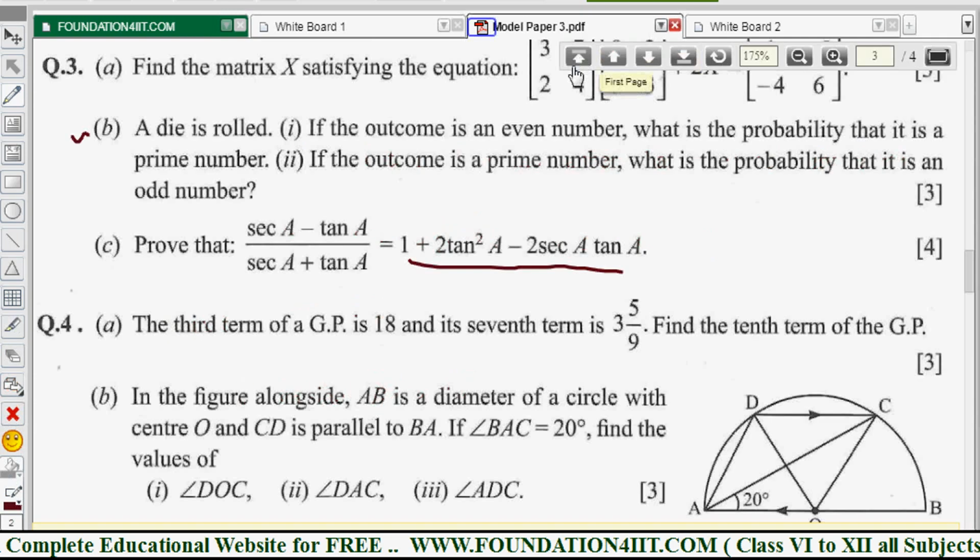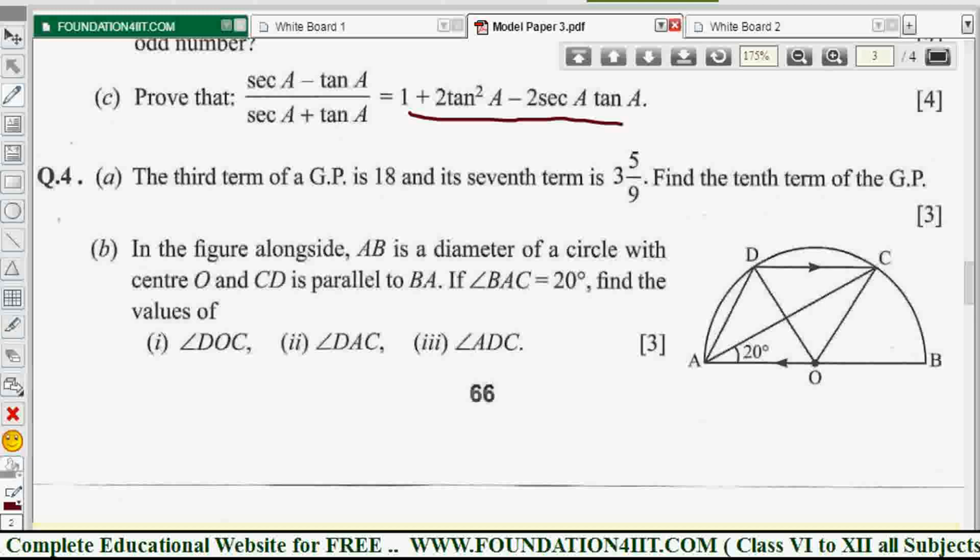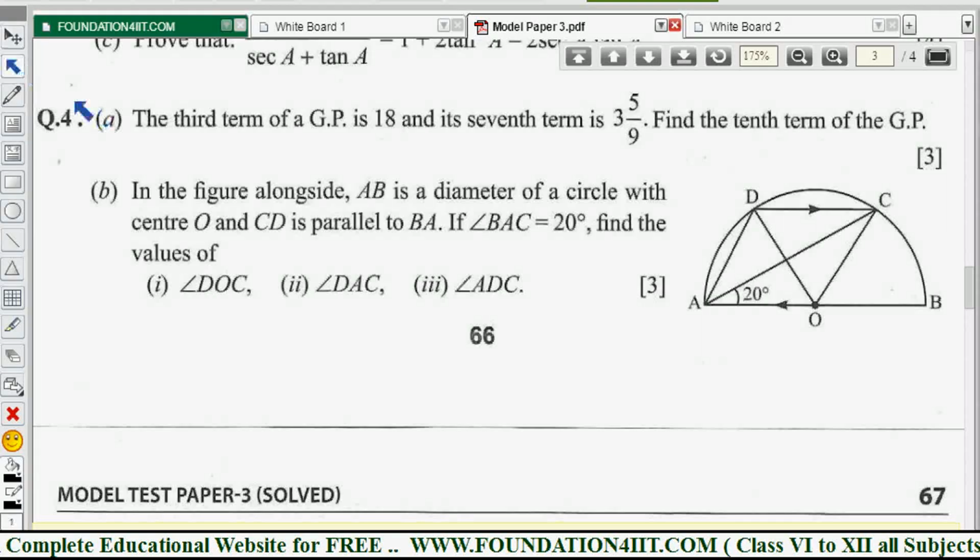Yes, so we can solve these problems in this way. Now let us see question number 4 and we'll solve all these problems. So now in question number 4, the first one is from progressions, some geometric progressions. The third term of GP is 18 and its seventh term is 32 by 9. Okay, these two equations are given. Find the 10th term of the GP. So A10 we need to find out. So let us take the given data and find out the 10th term.